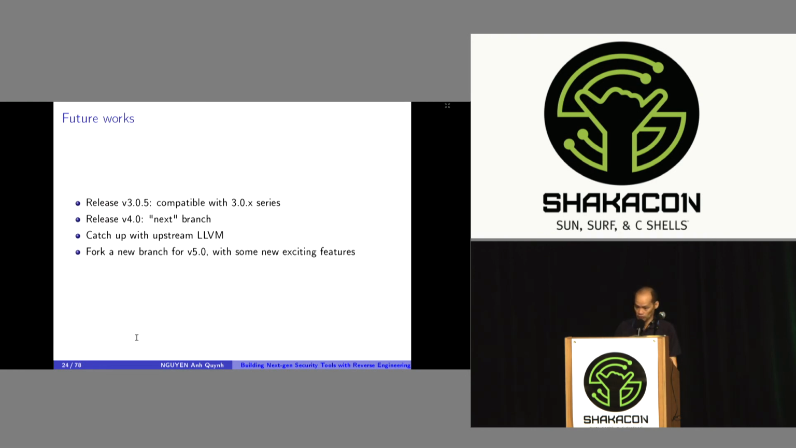So there are many things to do for the future. I want to release the next version of Capstone this month, version 3.0.5. After that, I will release version 4.0, which is based on the next branch. It's been dragging along for too long. And I want to catch up with the upstream LLVM, so Capstone can support the latest instructions from LLVM. And finally, I plan to fork a new branch for version 5.0 with some very new, exciting features that I have in plan.